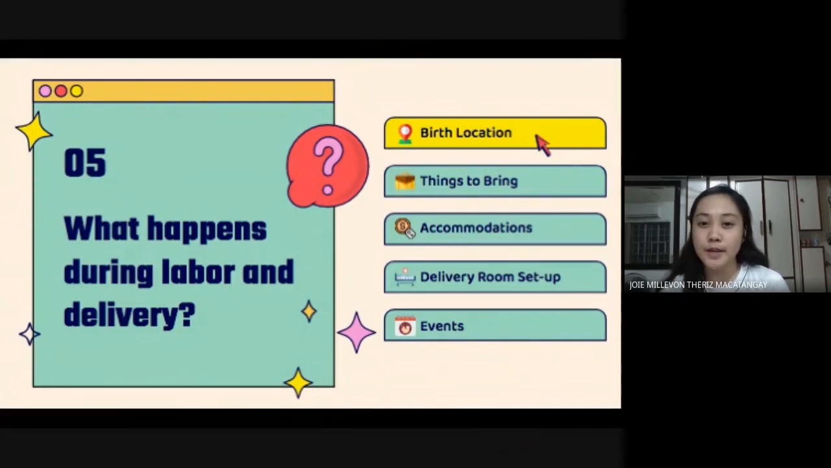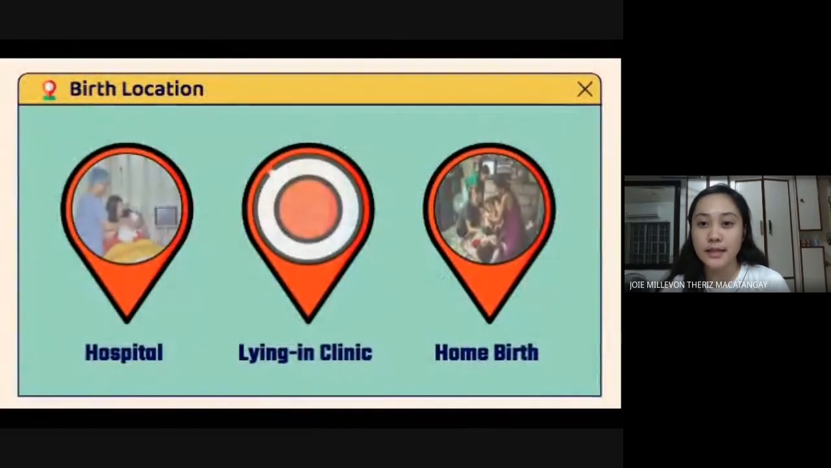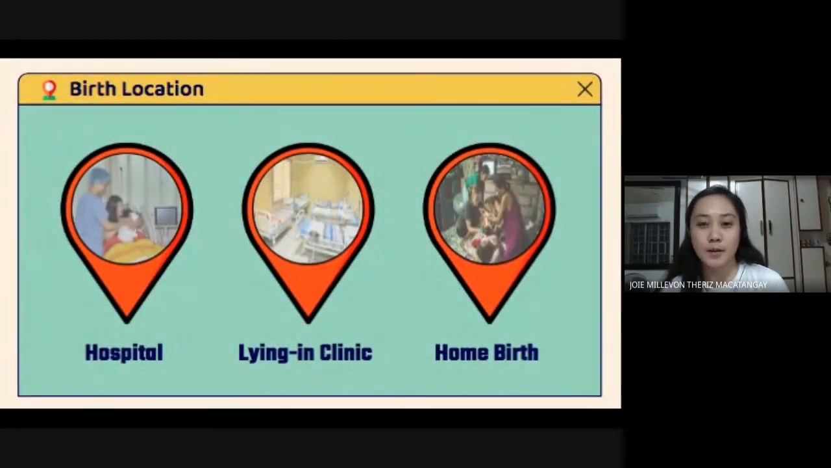So for birth location, we have the hospital, lying-in clinic, and especially your homes. So maganda pong pinag-uusapan niyo po ng partner ninyo kung saan niyo po gusto maanak. So first of all po is in the hospital. Many women prefer and are encouraged to deliver their babies inside the hospital because it's the safest option, especially po if you're at high risk. It's the safest childbirth environment for you and your baby.